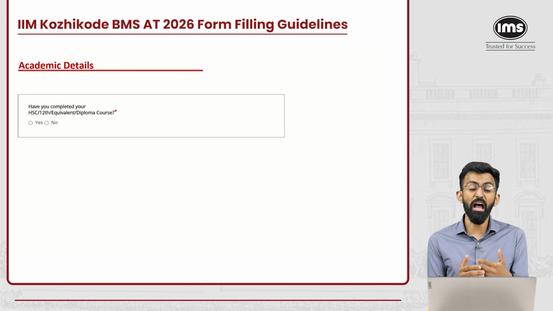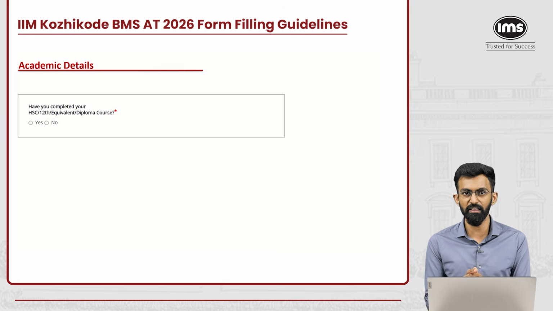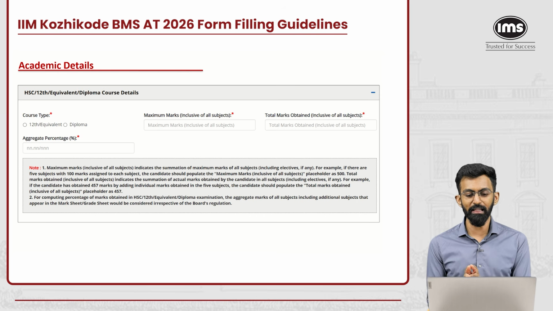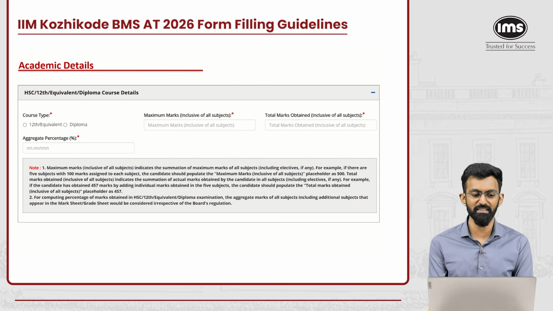Similarly, if you have given your 12th standard, you need to click on yes and then fill those details. If you are currently in 12th standard and if you are pursuing 12th standard or equivalent diploma, then you need to select no. If you select yes, you have to put your maximum marks, the total marks which you obtained and aggregate percentage rounded off to 2 decimal places.